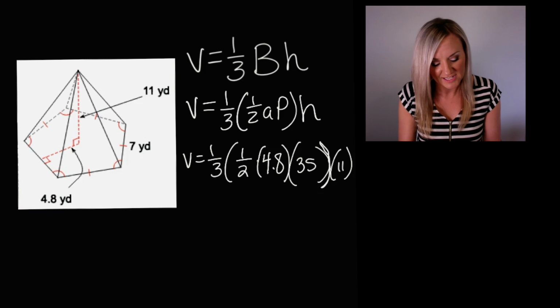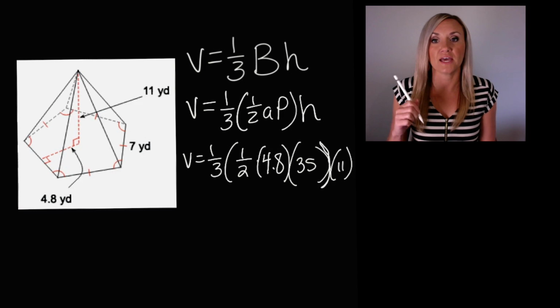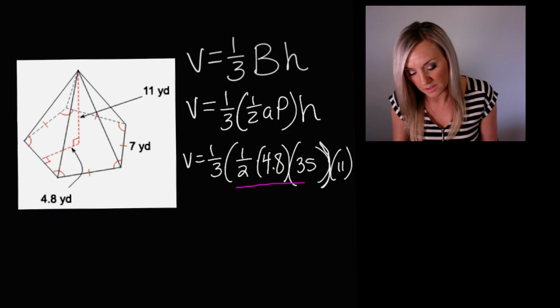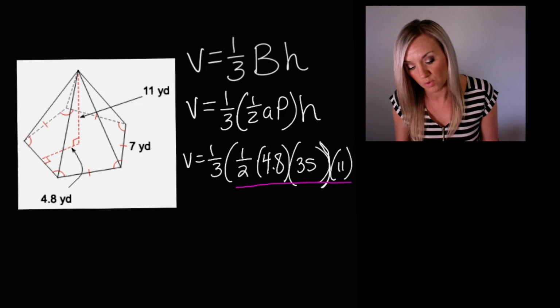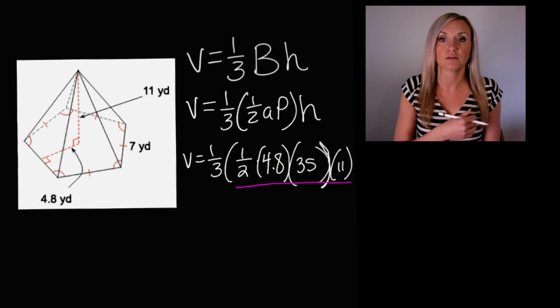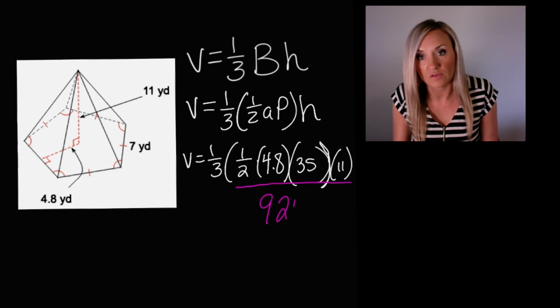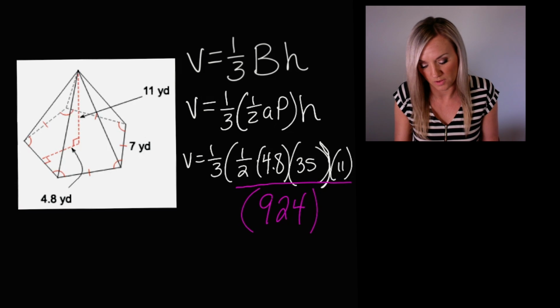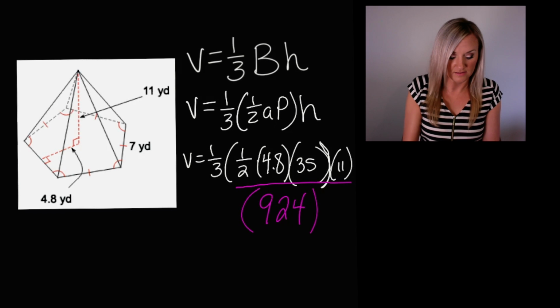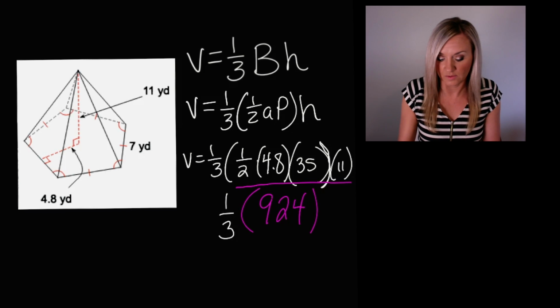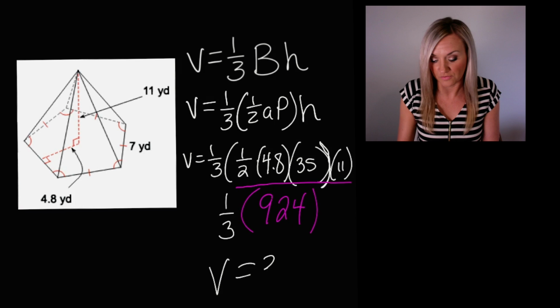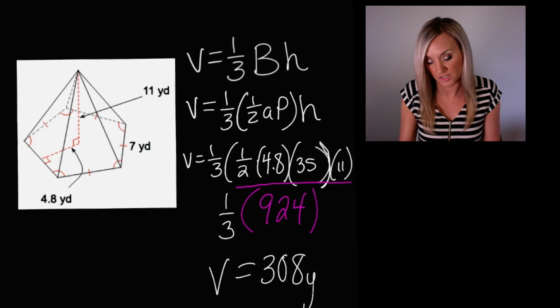Perfect. Okay, so what I would recommend is in your calculator, I would type in 0.5 times 4.8 times 35 times 11, and that will give you 924. Then you can take 1/3 of it or divide by 3, and our final volume is 308 yards cubed.